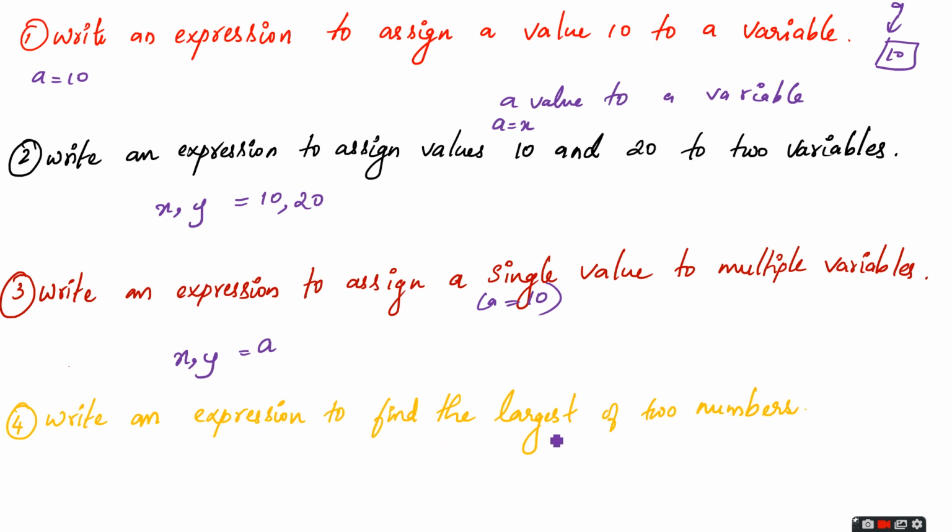Next question, write an expression to find the largest of two numbers. So I am writing two numbers 9 and 8. I want to find which number is the largest one. For that I can use the greater than sign. It is a relational operator. So this is the expression. Now, in order to refer the value 9, I can take a variable a, and in order to refer the value 8, I can take a variable b. So we can write the condition now. It is easy to write. A is greater than b. This is the answer.